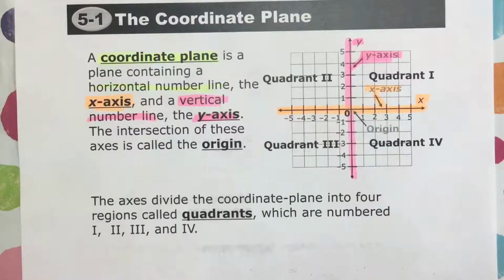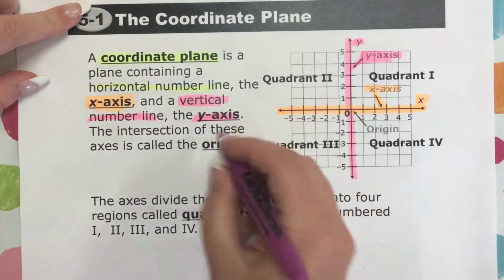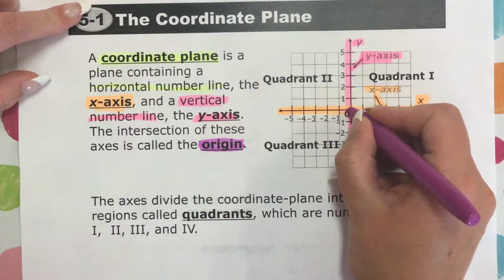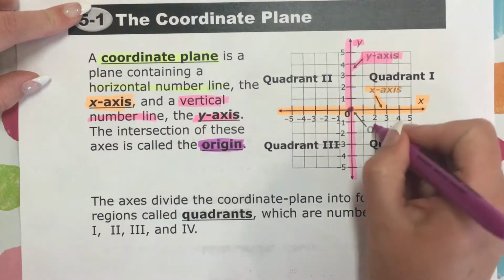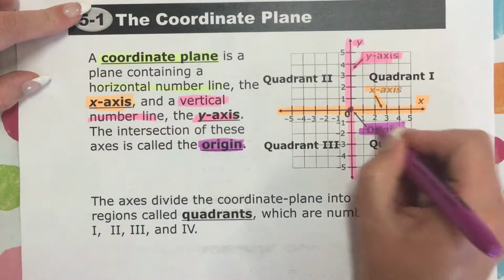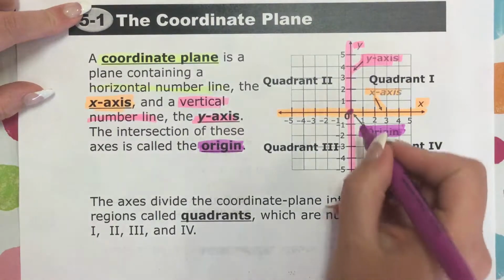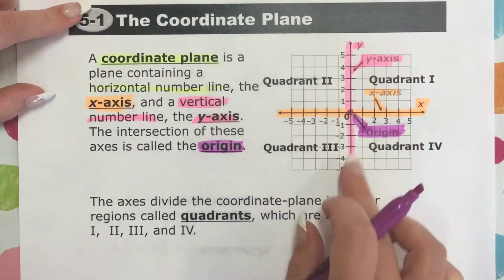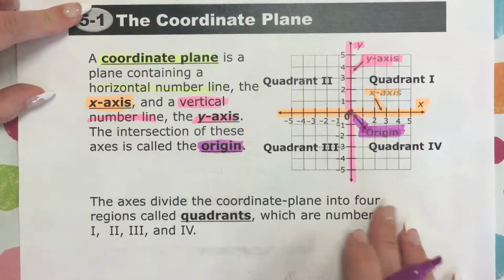If you notice, both of these axes, the x-axis and the y-axis, intersect at what's called the origin. That's where they both intersect, right here. Where the x-axis intersects the y-axis, that's called the origin.